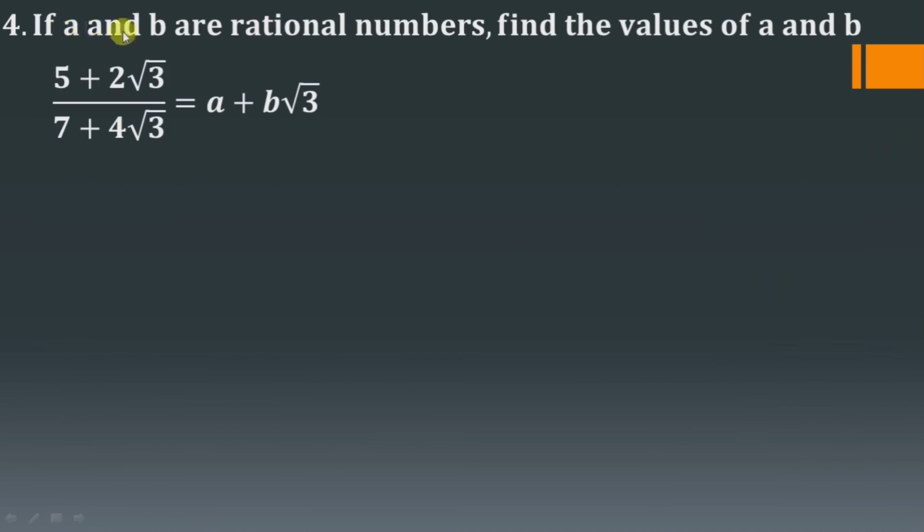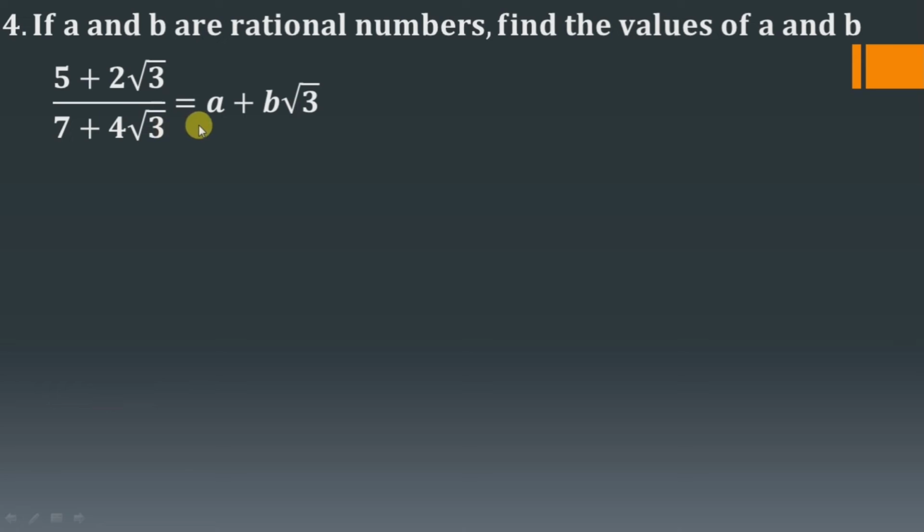Next, if a and b are rational numbers, find the values of a and b. So if a and b are rational numbers, we need to find the values of a and b. The question is 5 plus 2 root 3 divided by 7 plus 4 root 3 is equal to a plus b root 3.